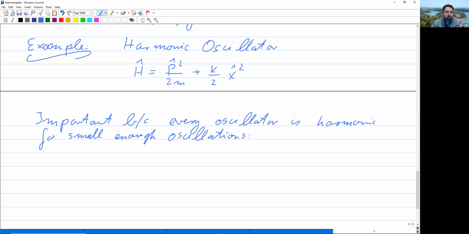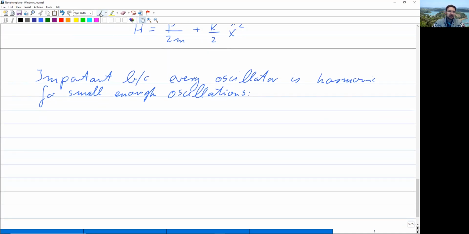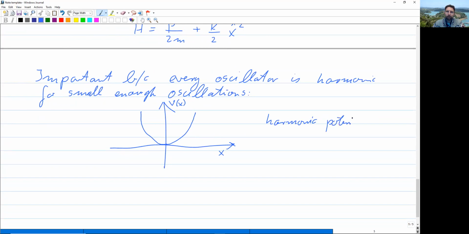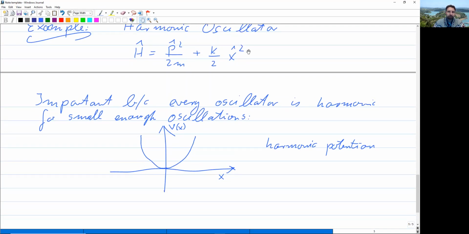Why would that be true? Well, let's see. How does the harmonic potential look like? Well, if I could draw, then I would show you now a parabola. Okay, something like this. So this would be V of x, and this is x. This would be a harmonic potential. A parabola, right? So the potential term is proportional to x squared.